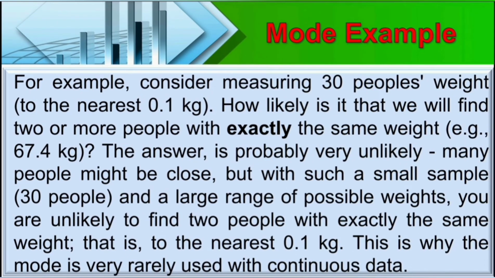Mode examples. For example, consider measuring 30 people's weight to the nearest 0.1 kg. How likely is it that we will find two or more people with exactly the same weight, such as 67.4 kg? The answer is probably very unlikely. Many people might be close, but with such a small sample of 30 people and a large range of possible weights, you are unlikely to find two people with exactly the same weight, that is, to the nearest 0.1 kg. This is why the mode is very rarely used with continuous data.